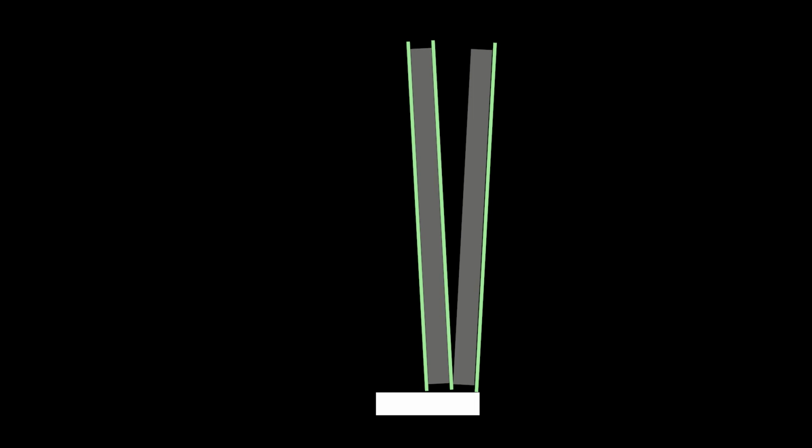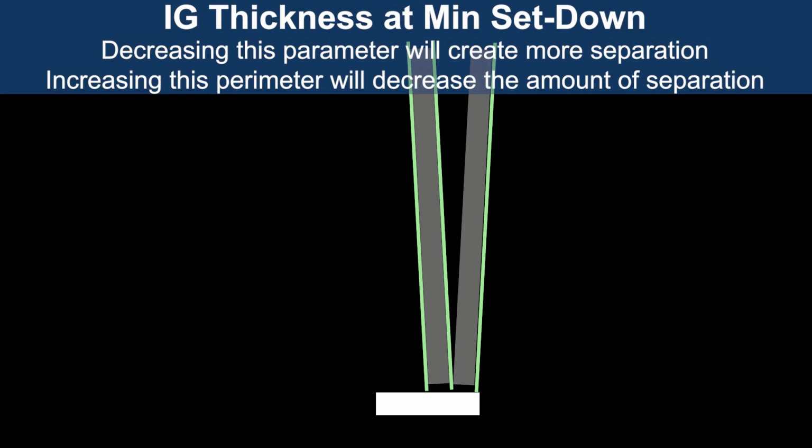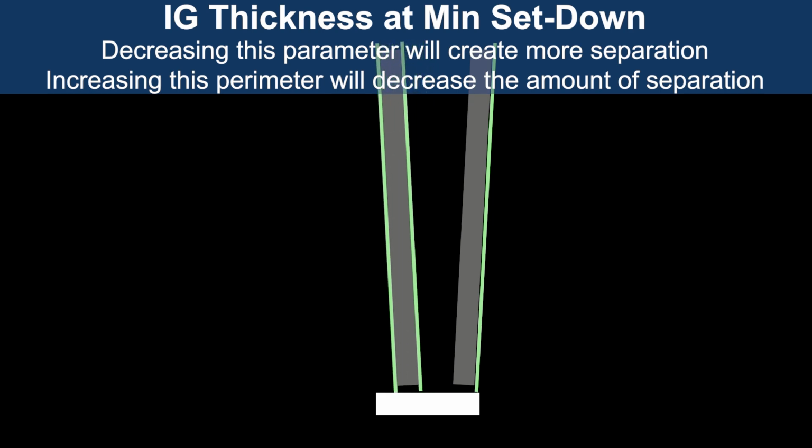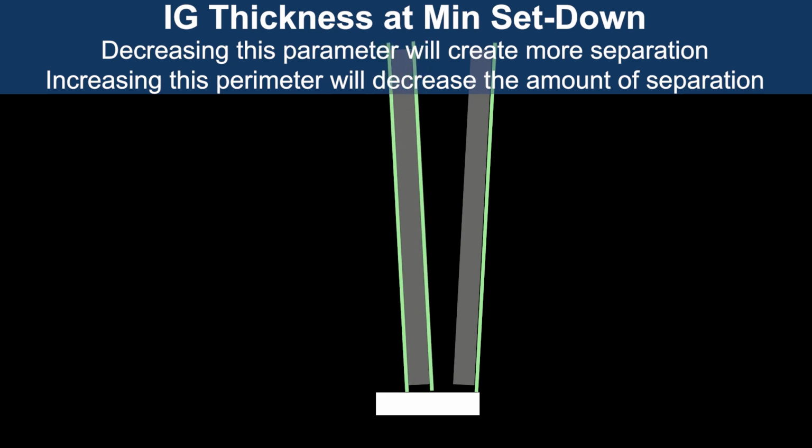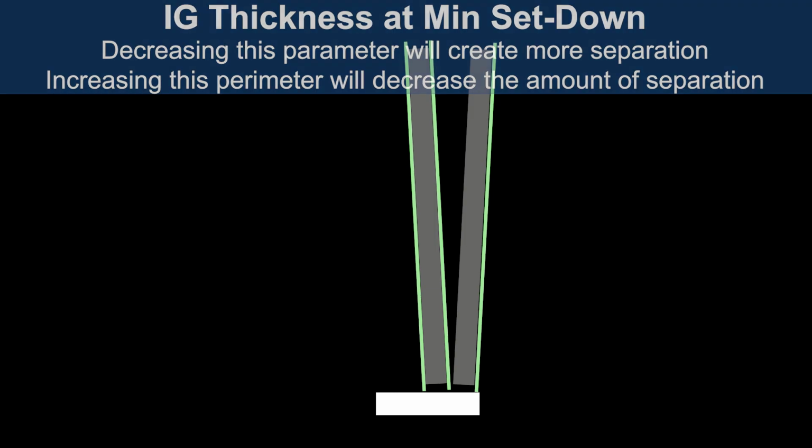When a thinner unit is assembled, the shift cylinder will move in further by the difference in thickness between the two units. If the two halves of the IG are too close together or touching, decreasing the IG thickness at minimum set-down parameter will create more separation, and increasing the parameter will decrease the amount of separation.